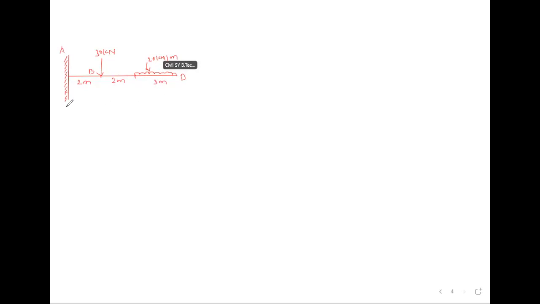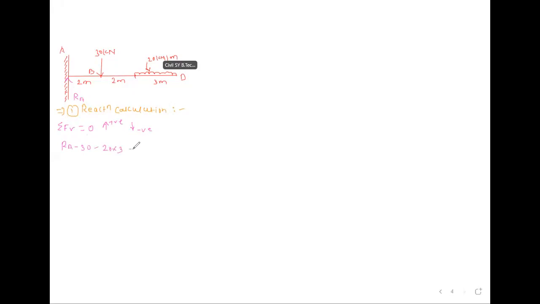First, we will write the reaction calculation step. Reaction calculations. Now you tell me fast, how to calculate the reaction? Summation Fv equal to zero. Upward forces we will consider positive, downward forces negative. So here Ra force will be there, going in the upward direction. So Ra, after that this 30 kilonewton force going downward, so minus 30. And this 20 again going downward, so minus 20 into 3.